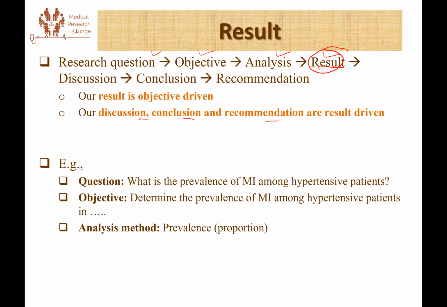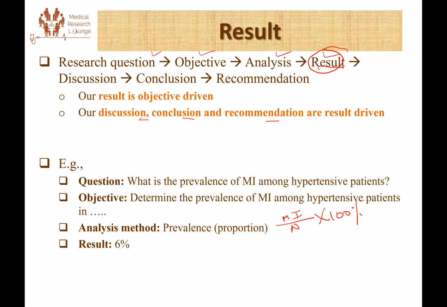After that, you have to be able to pick the proper analysis method. To find the prevalence, what we do is simply calculate a proportion. That means we count the total number of AMI cases, divide it by the total number of study participants, and multiply by 100%, and we get our prevalence. So we are going to use proportion or prevalence estimation as an analysis method.